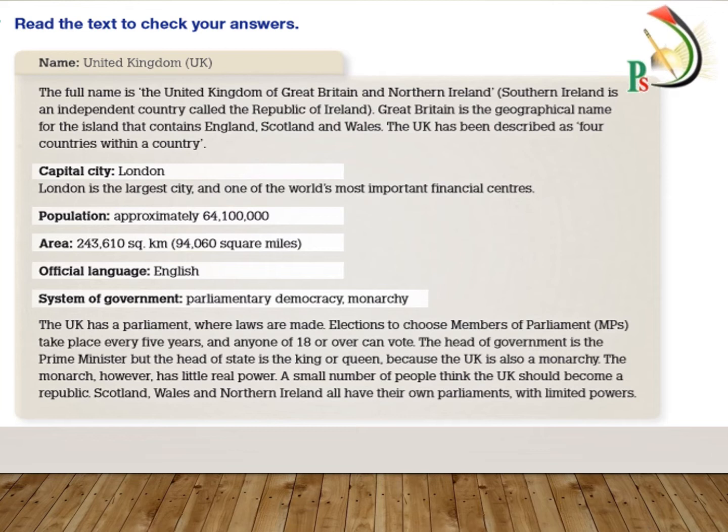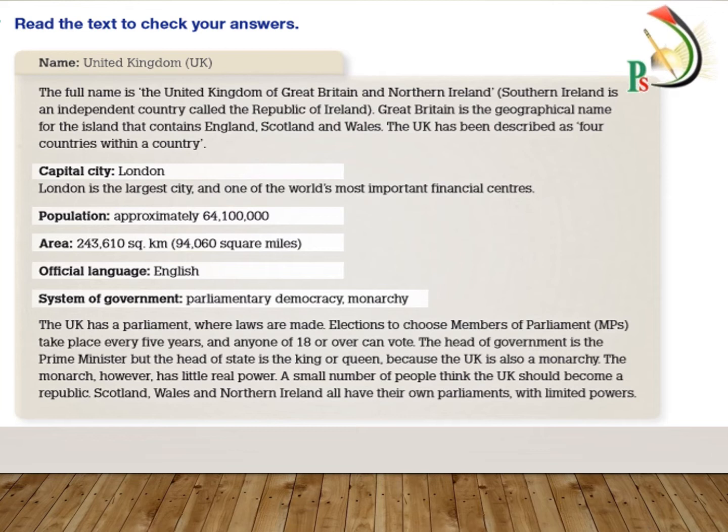System of government: parliamentary democracy, monarchy. The UK has a parliament where laws are made. Elections to choose members of parliament, MPs, take place every 5 years, and anyone of 18 or over can vote.